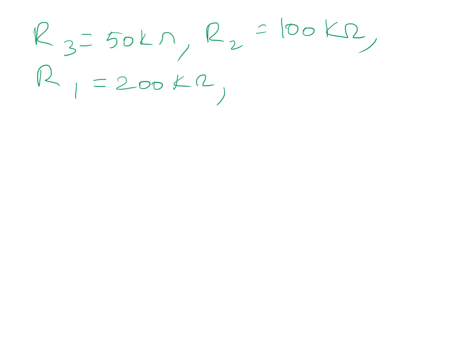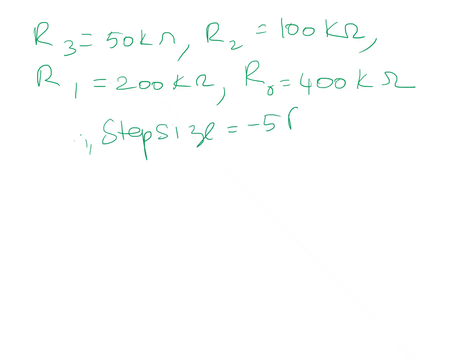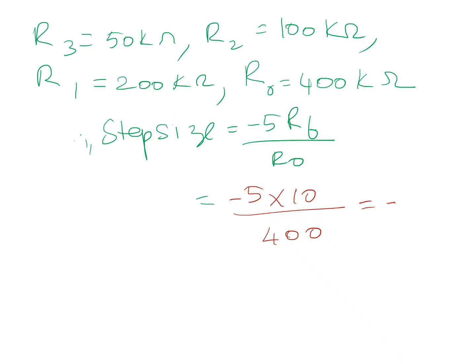In a binary weighted DAC, the values of the resistors increase. Since the values of the resistors increase, the current also shows variations. R0 is the LSB. Therefore, the step size is equal to minus 5 RF divided by R0, which is minus 5 into 10 divided by 400. 10 kilo ohm divided by 400 kilo ohm will give you minus 0.125 volts.